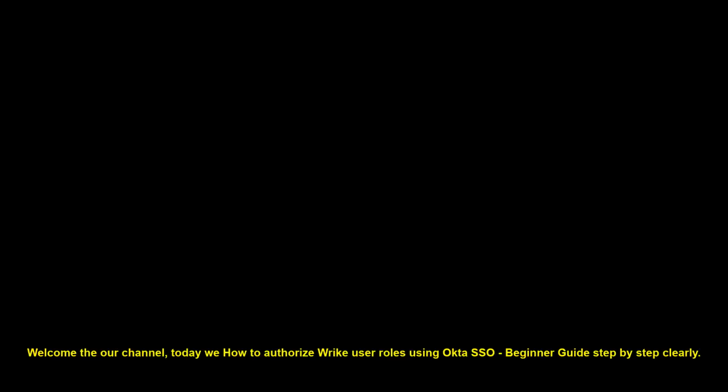To begin authorizing Wrike user roles using Okta SSO, start by logging into your Okta administrator account. Navigate to the admin dashboard. Select applications from the menu on the left. Click on Add Application. In the search bar, type Wrike and select it from the results. On the application page, click Add. Set the application to active in the general settings.